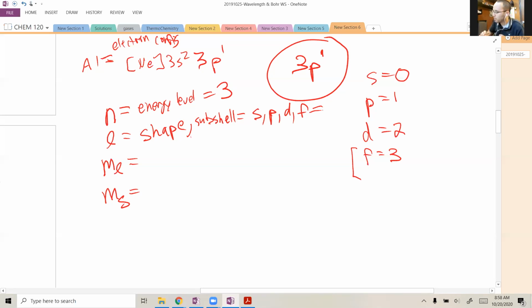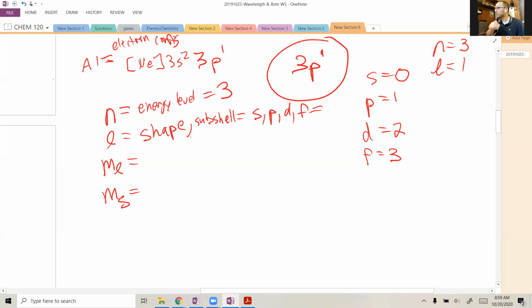So S is our 0, P is our 1, D is our 2, F is our 3. So if we're looking at 3p, we knew that its energy level should be 3. What should its L value be? 1. Very good.